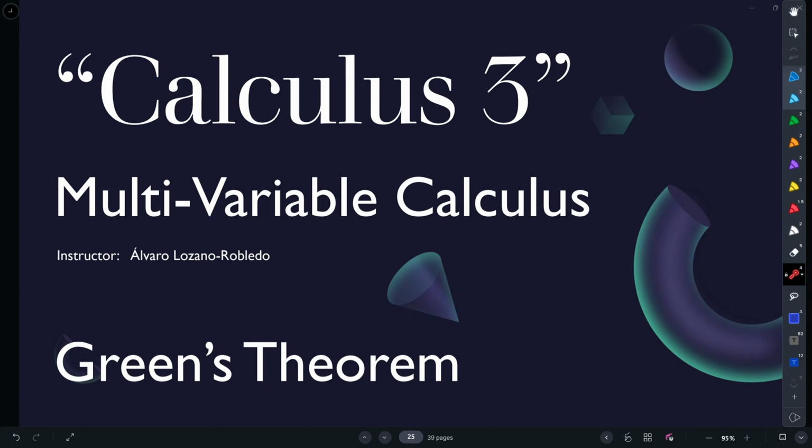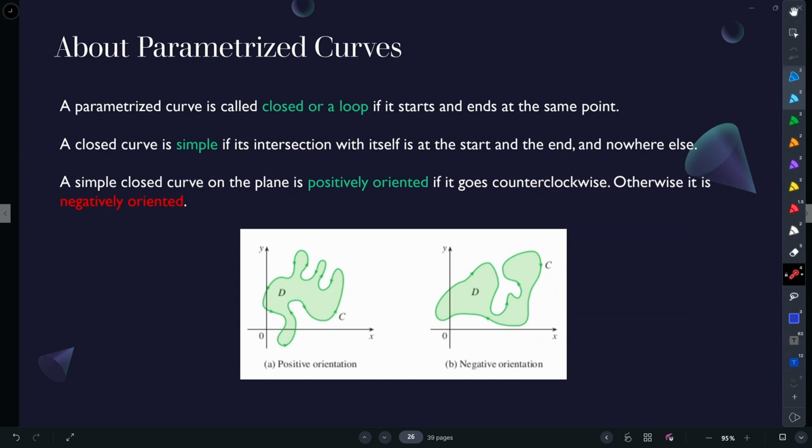Okay, so we've learned how to compute line integrals and how to compute integrals of vector fields. So let me just introduce Green's theorem. Let me first introduce a little bit more terminology about parametrized curves.